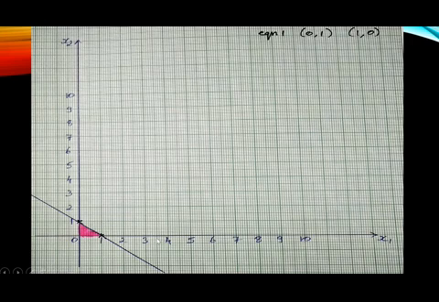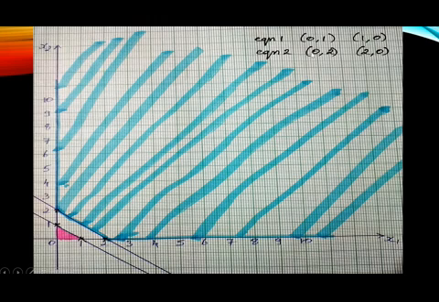Now consider the second constraint. The second constraint points that I get are 0, 2 and 2, 0. 0, 2 is this point. 2, 0 is this point. And it is a greater than or equal to type constraint, so to the right of the line or above the line. The region above the line, this entire portion, is the feasible region for the second constraint. The feasible region for the first constraint is this.